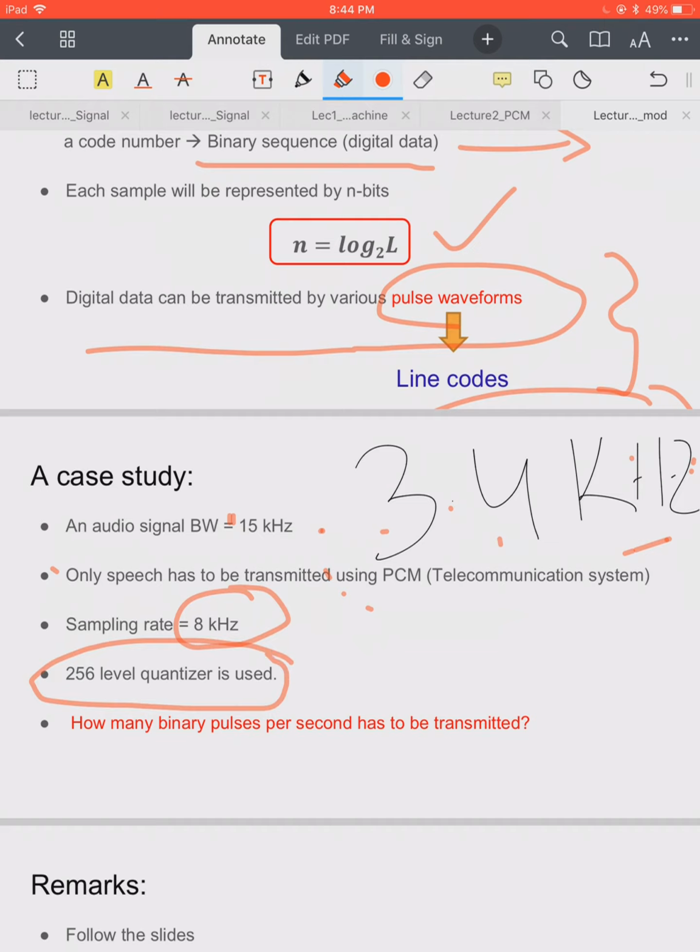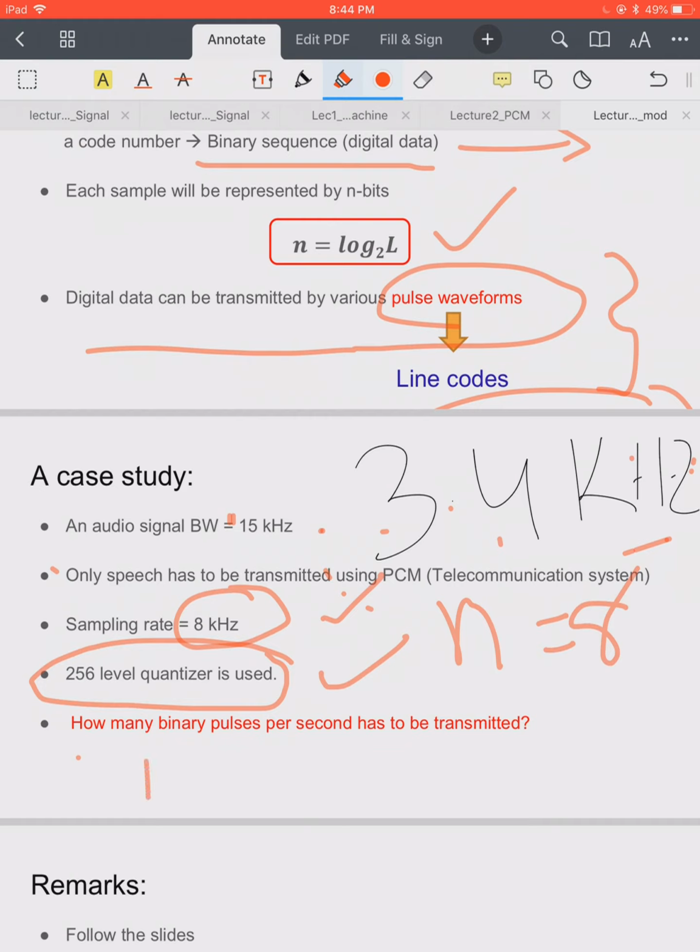The next step is that I'm going to use a uniform quantizer with 256 levels. So sampling is done, quantization is done, and the third step is encoding. Since we are using 256 levels, how many bits do we need? We need n equal to 8 bits per sample.